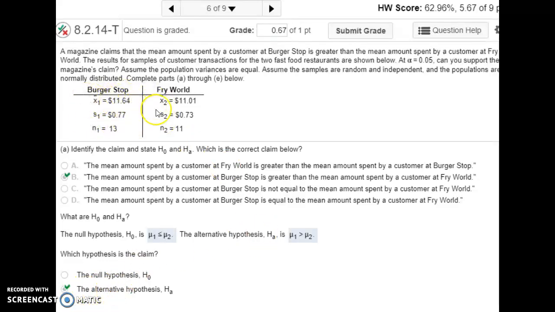And here's all the information from our two samples. We took a sample at Burger Stop and we took a sample of information from Fry World. And we're going to see if there's enough information here for us to reject the null, which then would mean we accept the alternative hypothesis, which is our claim, and we will accept it as true if we can reject the null.